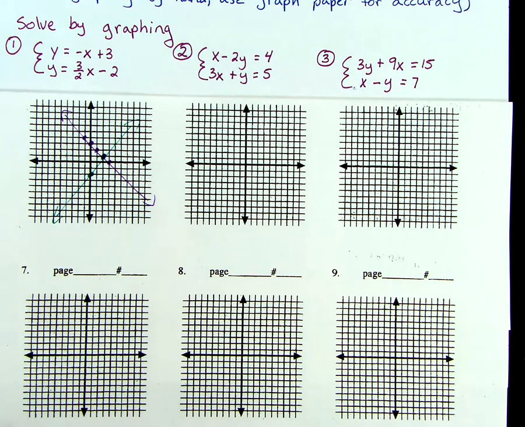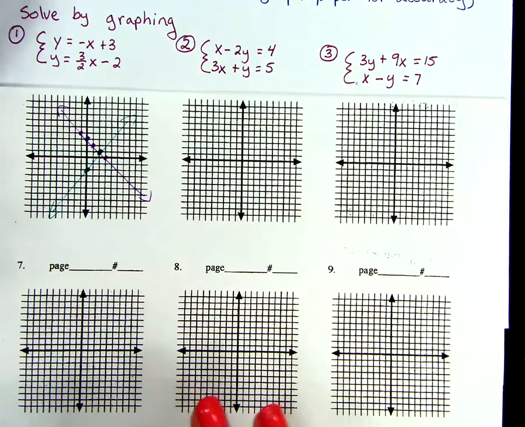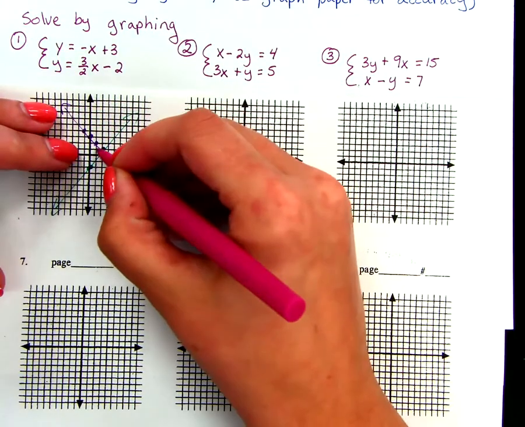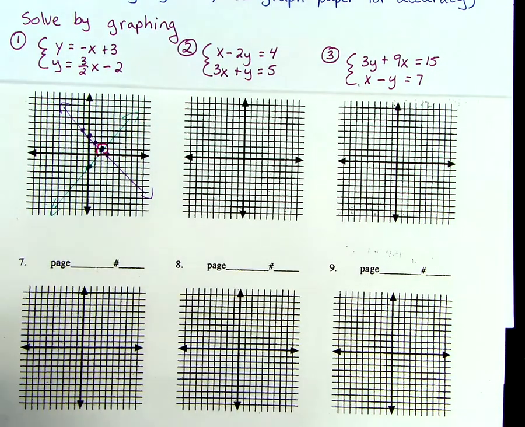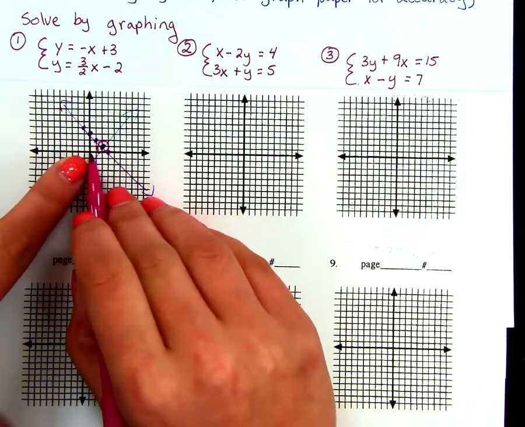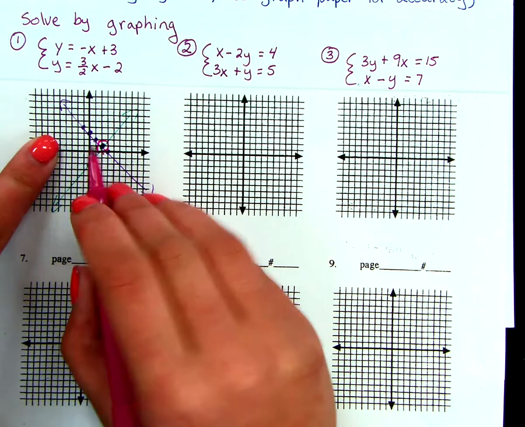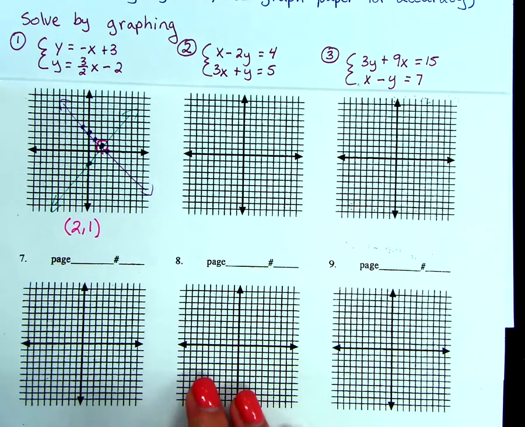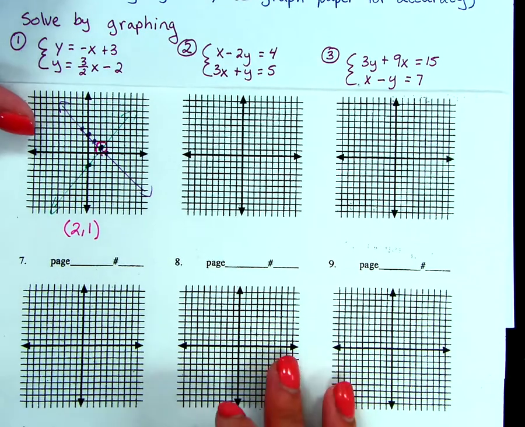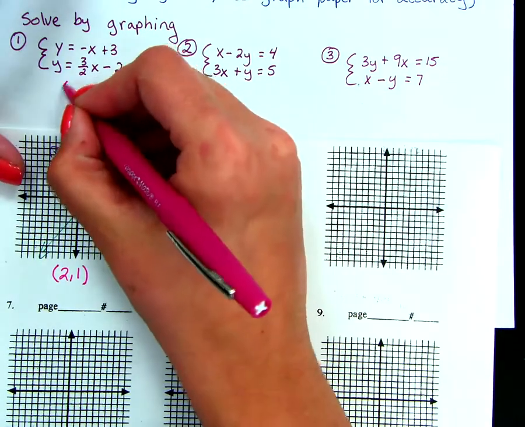Now you don't have to do this, but I'm just going to circle it. So this point right there, that is our intersection point. So we're just going to figure out what that is. So from our origin, we're going right 2 up 1. So that would be a point of 2, 1. And that would be our answer. So the solution to our set. Okay, so the answer is 2, 1.